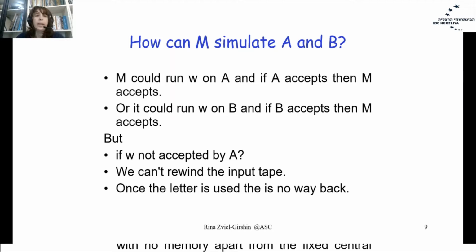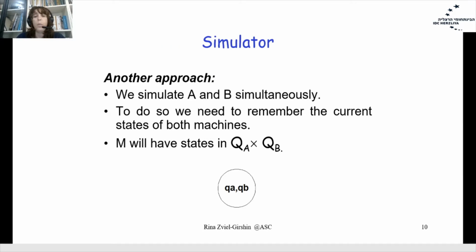So basically, I want some kind of simulation that I can do both moves in automaton A and in automaton B together. So basically, I would like to simulate A and B simultaneously.